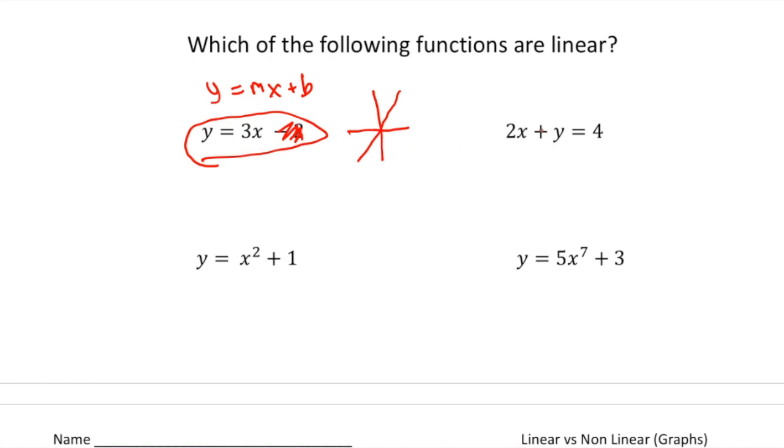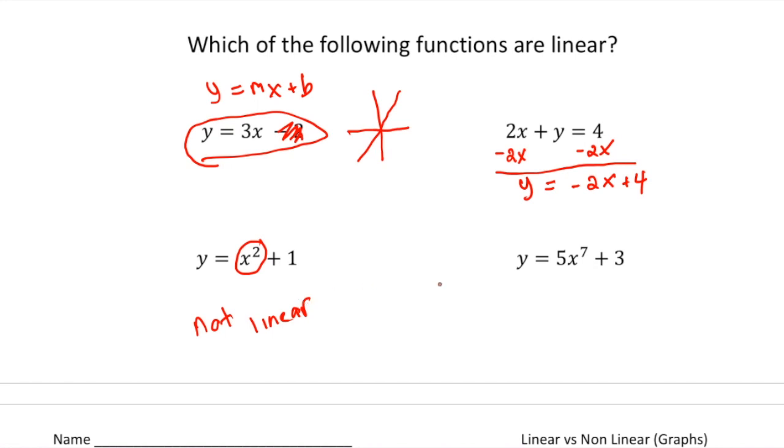Now the second equation, 2x plus y equals 4, we can write that in slope-intercept form by subtracting 2x from both sides. So now we get y equals -2x plus 4. Again, this time the y-intercept would be 4, and the slope is -2. Now the next one we have y equals x squared plus 1. What you're going to learn soon is anytime you see an x squared, that's a sign that the function is not linear. So this one is not linear.